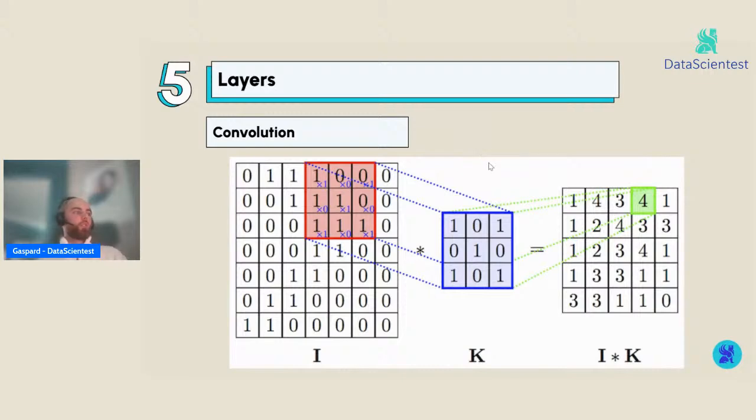Just a quick word about convolution. We talked about the general representation of the networks and the fact that there is a product between the input data and the weights.